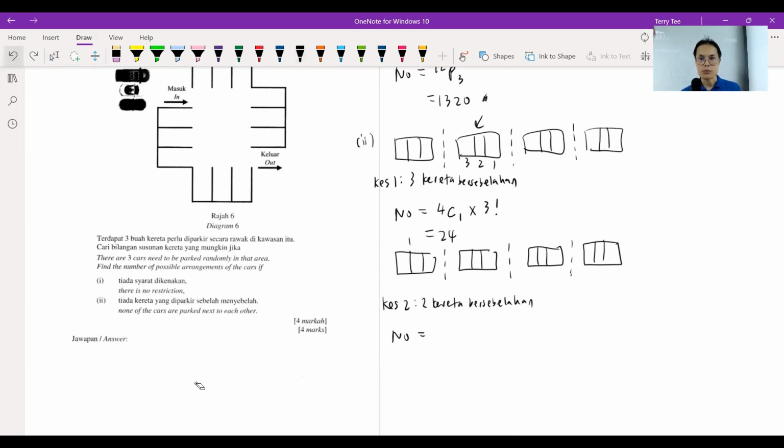So let me just undo. So you have 4, choose 1. Okay, so next, let's say I've already chosen one of them. Let's say I've chosen this one, right? Okay, I want to use a different color. Let's say I've chosen this one. Okay, the next thing is, how can I ensure that 2 cars are next to each other?